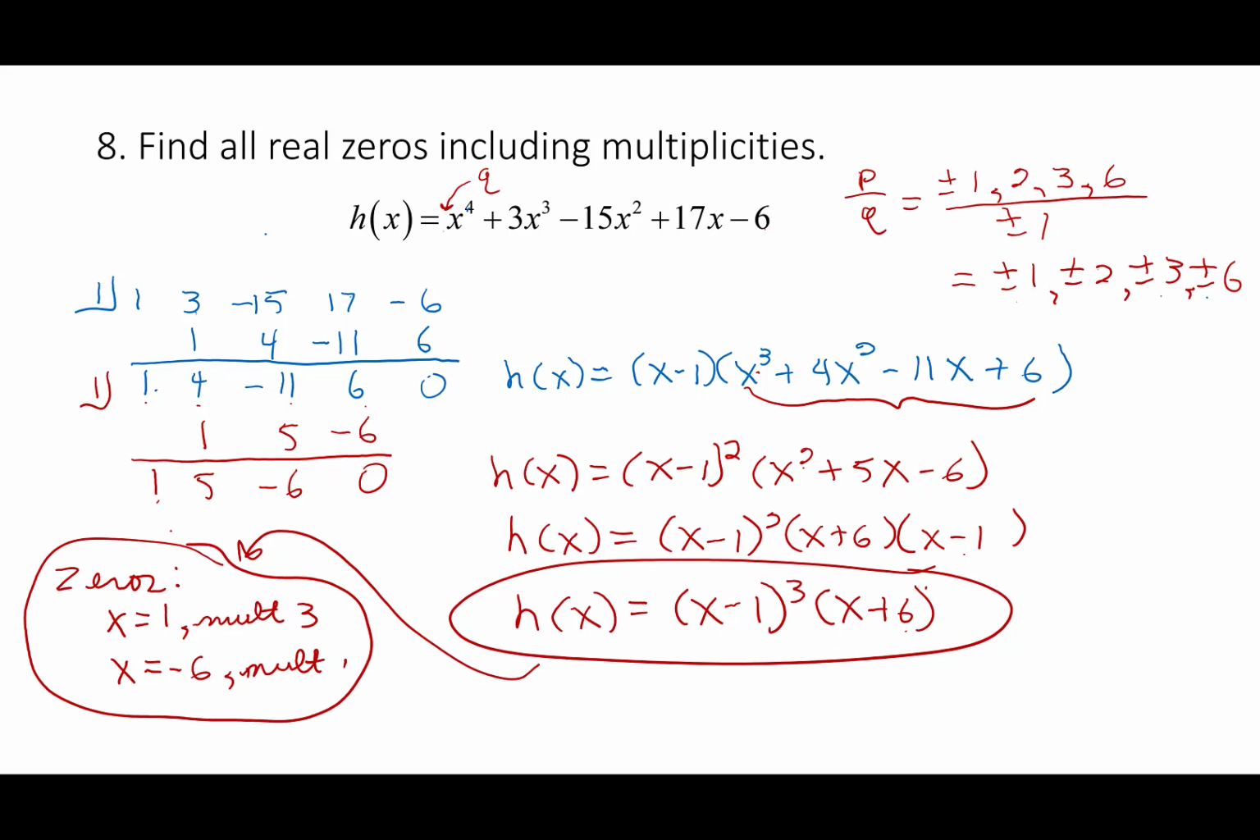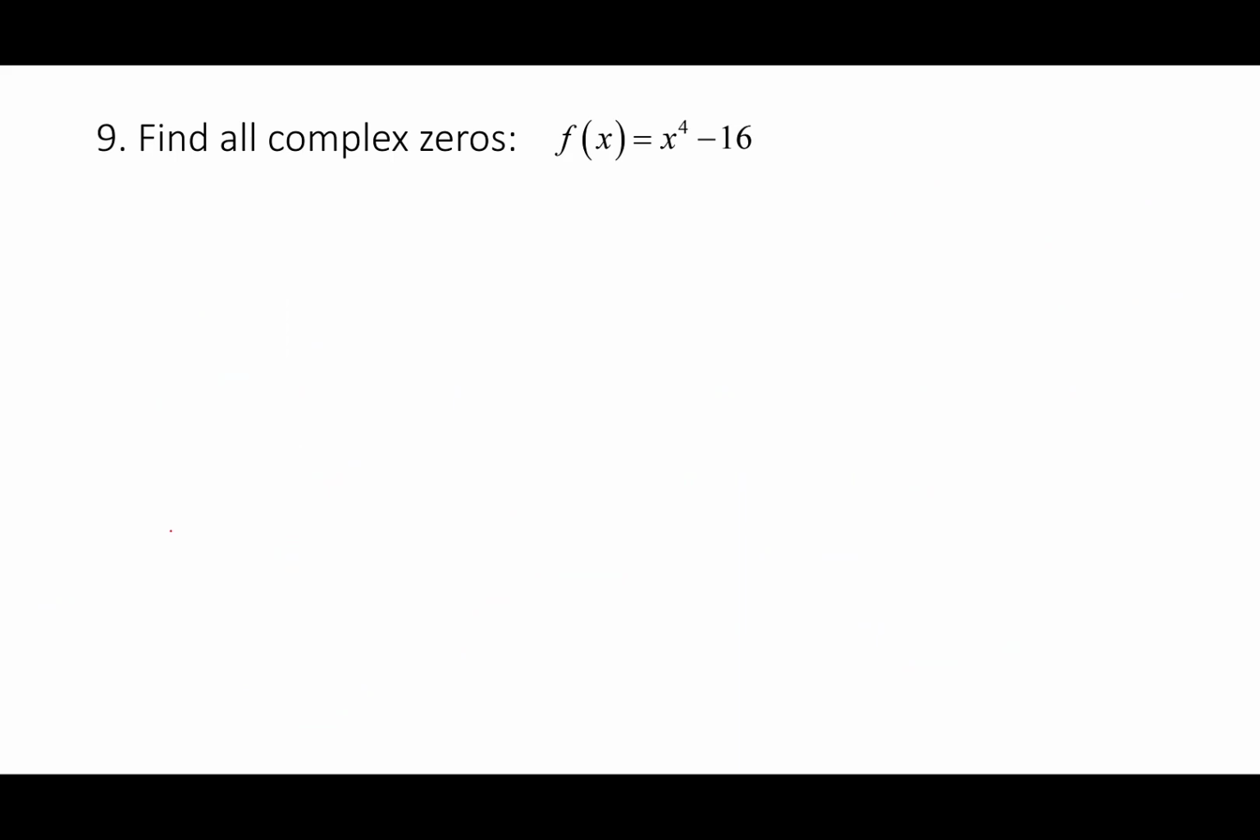Let's go on and look at our next problem, which is to find all complex zeros. So up to here, we've only been looking for real zeros, but we also cover complex zeros in this section. So to find the complex zeros here, this is a function that I could use synthetic division on. I could look for potential rational zeros, but it looks easy enough to factor without doing that.